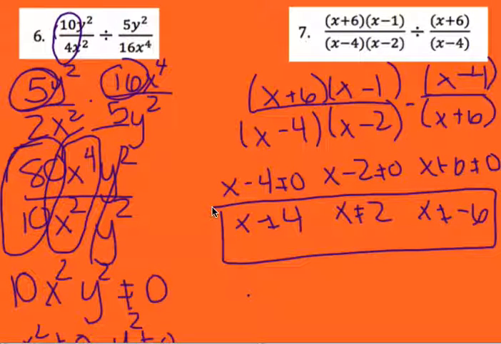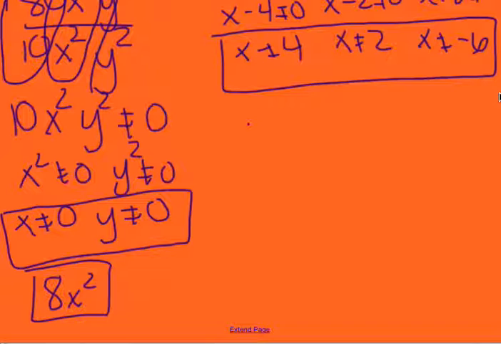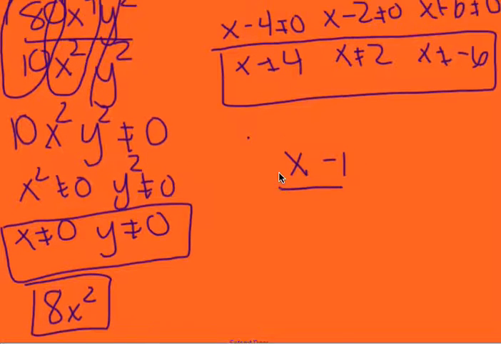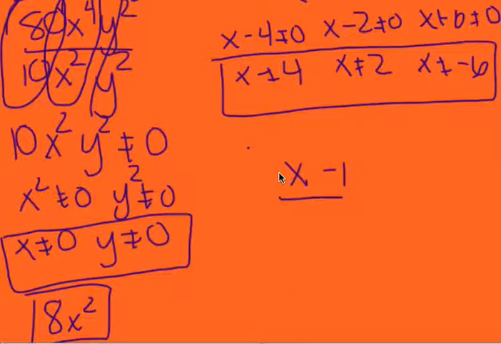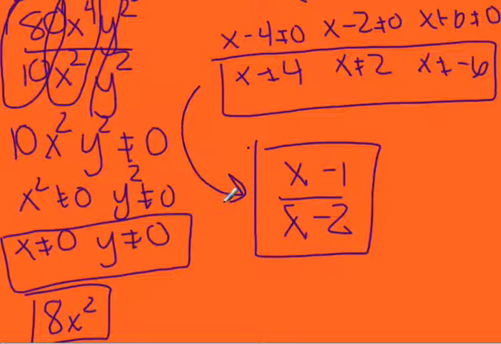Okay, so let's go ahead and cross off what we can. We can cross off x plus 6, and we can cross off x minus 4. So we have x minus 1 on top, and we have x minus 2 on the bottom once we cancel that out. So these right here are your two answers.